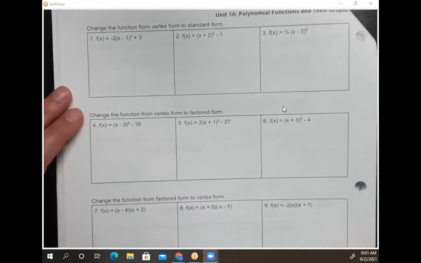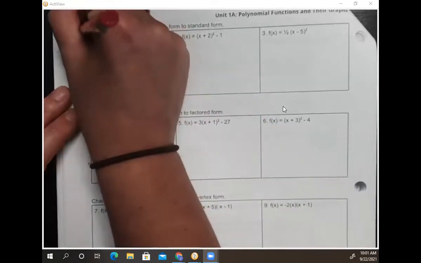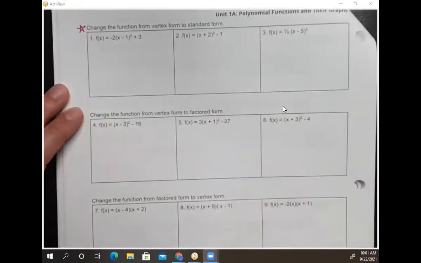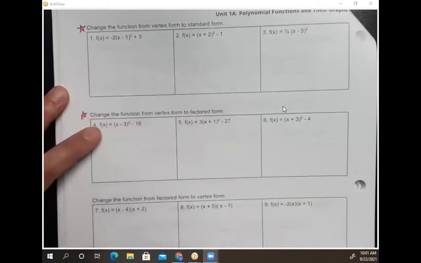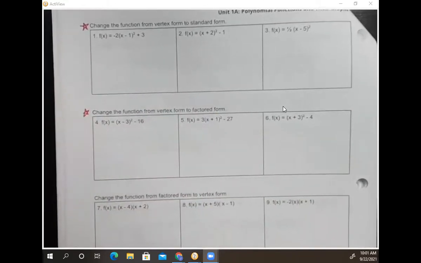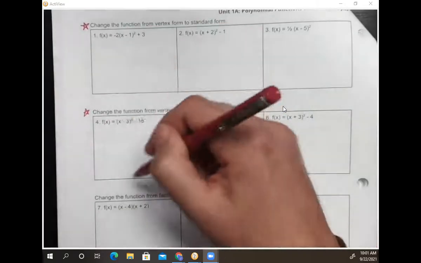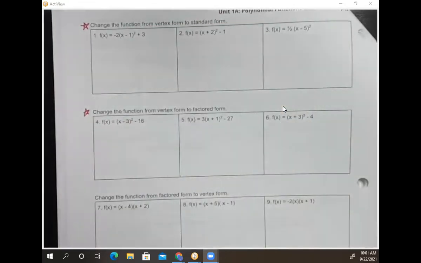So at the top of page 46, you have 3 problems to change your function from vertex form to standard form. And then the next section is to change from vertex form to factored form. Those are the 2 types of problems that we looked at. So that's where we're going to focus on page 46.